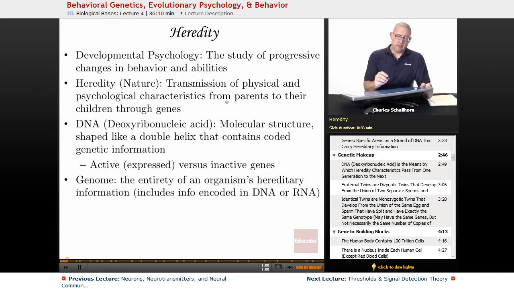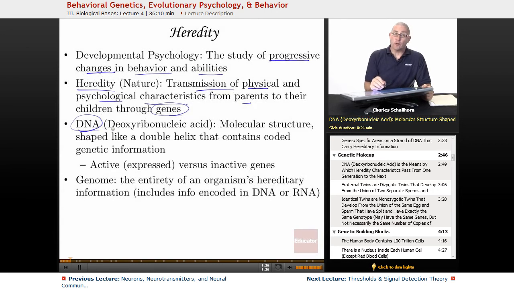Heredity. In developmental psychology, it's the study of progressive changes in behavior and abilities. And when we get to that unit, you'll see exactly what those changes are from a social, a cognitive, a moral perspective, as well as physical perspective. And then heredity, the nature, is the transmission of physical and psychological characteristics from parents to their children through genes.